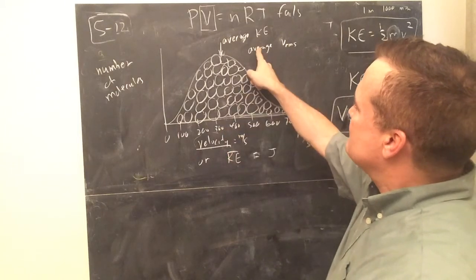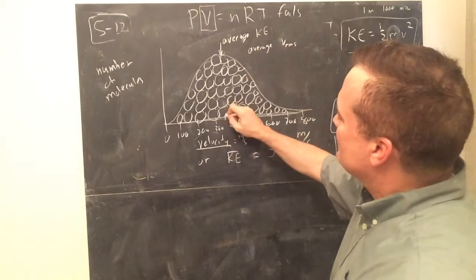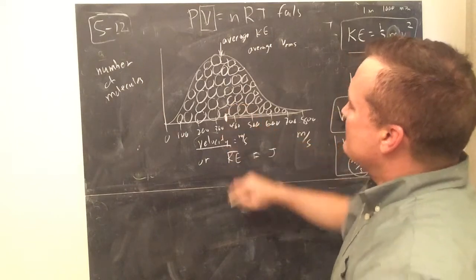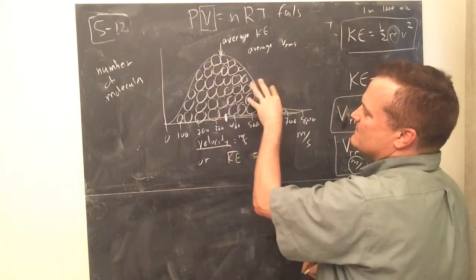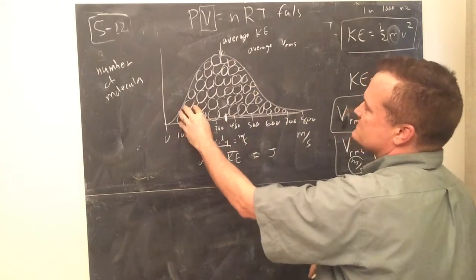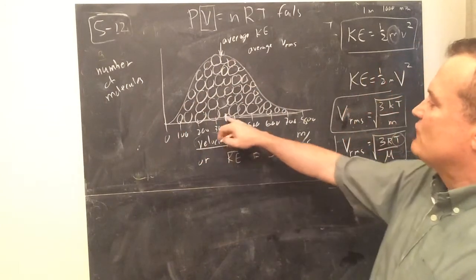Well, the average velocity would be somewhere around 350. The majority of molecules are moving somewhere near 350, but some are moving faster and some are moving slower. All right, that's how you would read the graph.